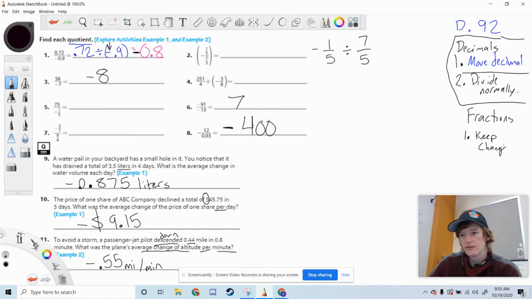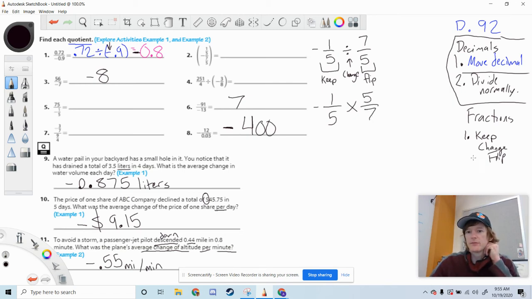But the trick here is to keep, change, flip. So we keep this fraction the same. We keep this. So this will be 1/5. I'm going to put my negative. We change this division to multiplication, and we take this fraction and we flip it. So that'll be 5/7. Okay.